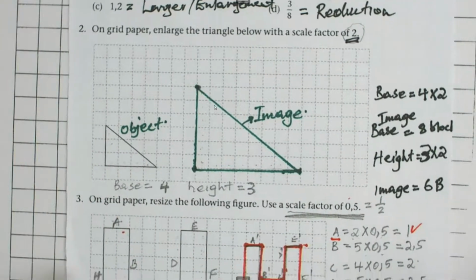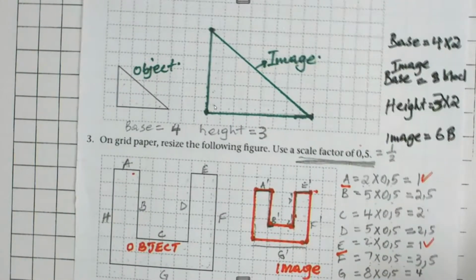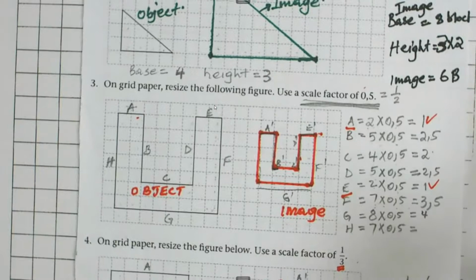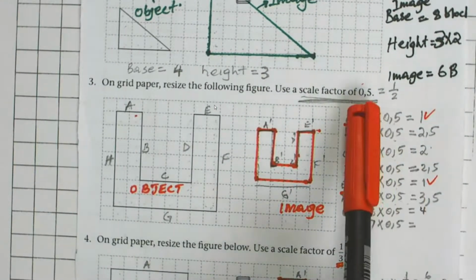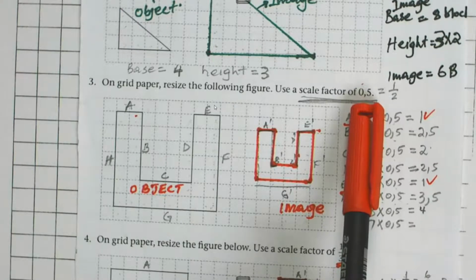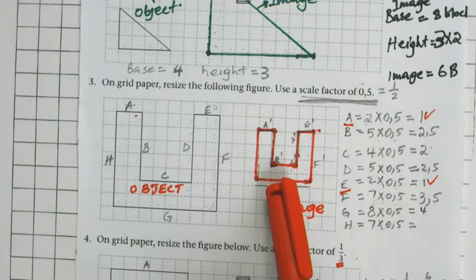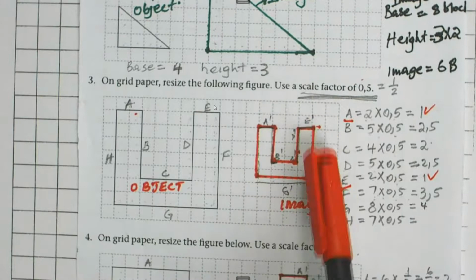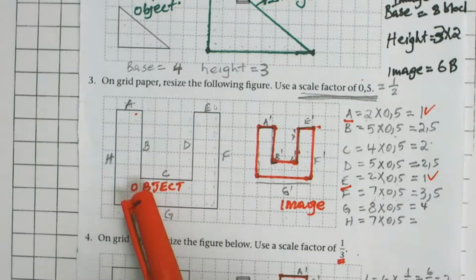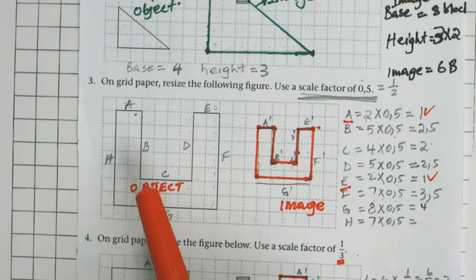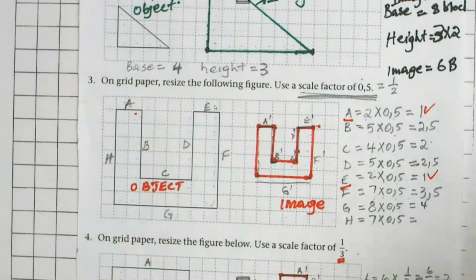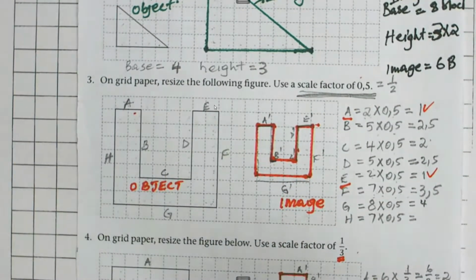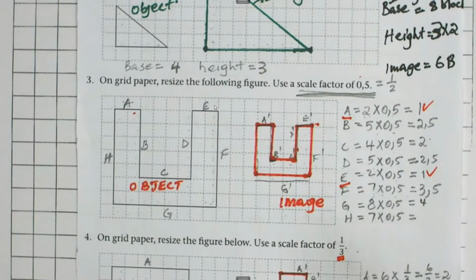Then we went along where we were now doing a reduction. A reduction is when the scale factor is less than 1. If the scale factor is less than 1, then we are going to encounter a reduction, which means the image will be smaller than the original object or the original shape. Remember guys, these alphabets were not given to us, so we needed to be creative there so that we can simplify everything for us.